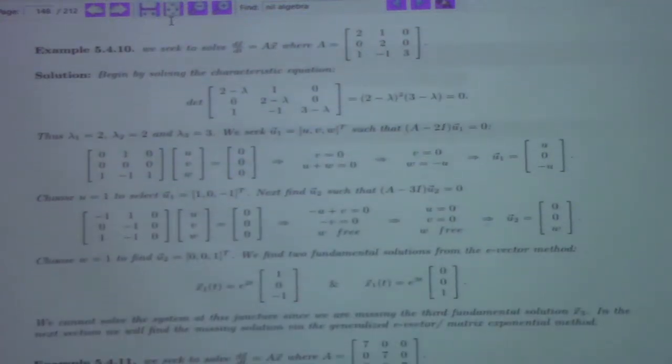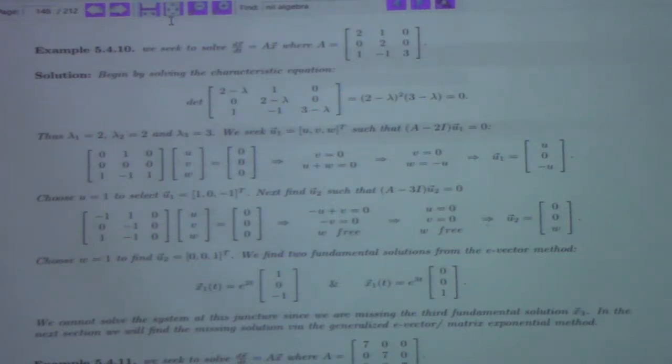Here's another one. Now this one also has eigenvalue 2 repeated and eigenvalue 3 when you calculate the characteristic equation, right? And understand that there are details missing here, right? This is a 15-minute calculation or something, depending on how fast you are. I mean, that's a significant calculation.